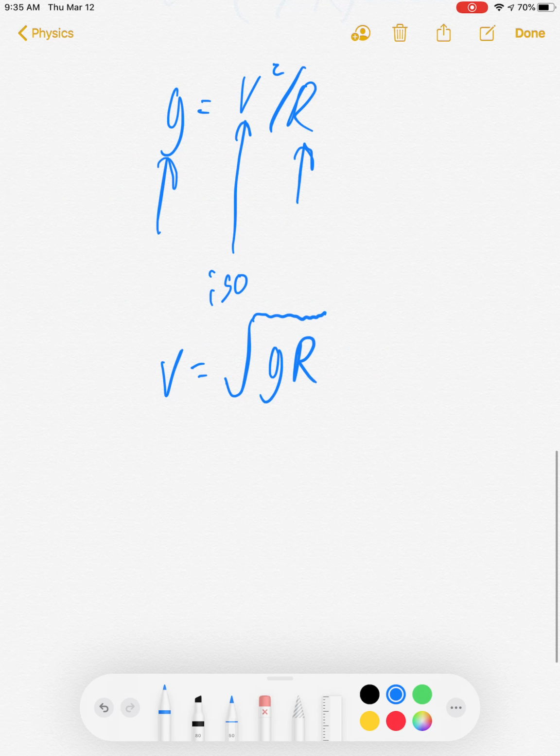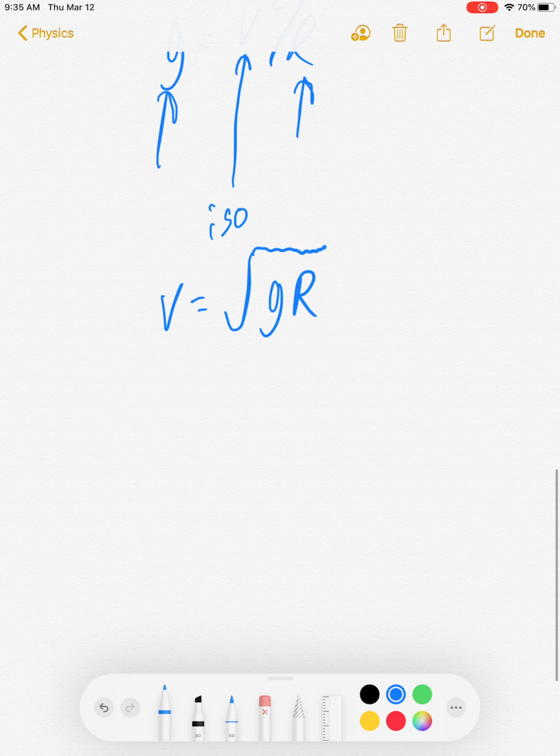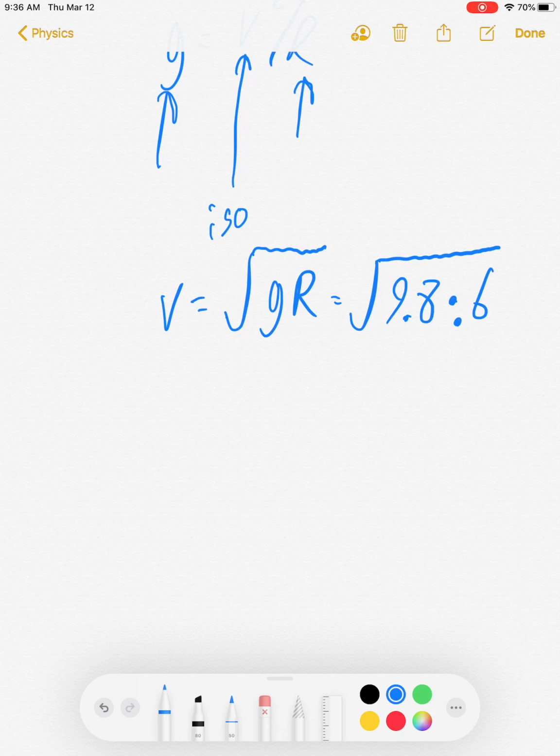and then we just plug in the values. We know that g is 9.8 meters per second squared, and r is 0.6 meters. And so we get a value of the square root of 9.8 times 0.6. And that would be our answer for the minimum velocity. And so that should be a little bit less than 6. I don't have a calculator in front of me, but that's how you come to the answer.